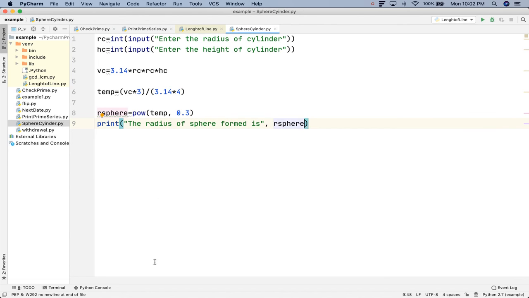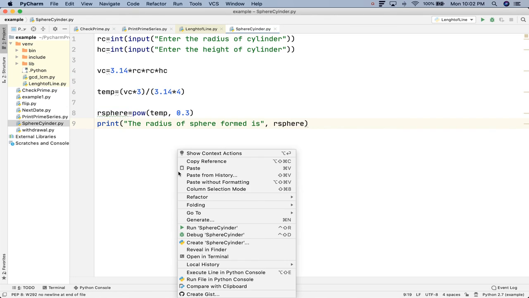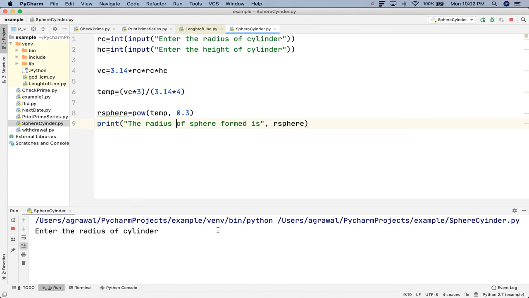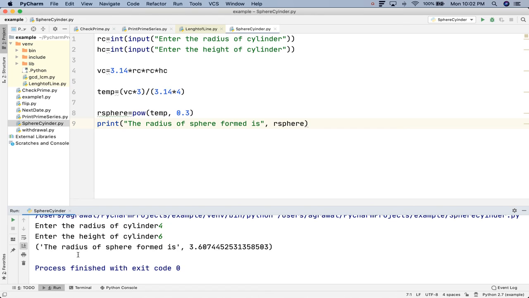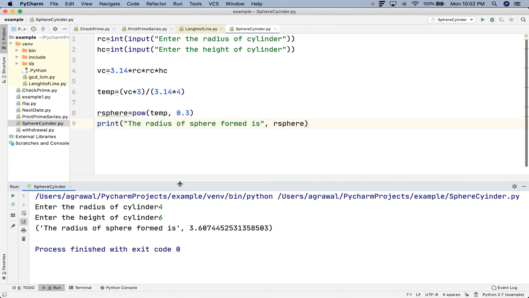Now let us execute this example. I will first need to enter the radius of cylinder, then height of this. I am just writing random values. So it is saying the radius of the sphere formed is 3.6. You can cross check this by actually doing the calculations in your notebook. So this is how my program looks like.